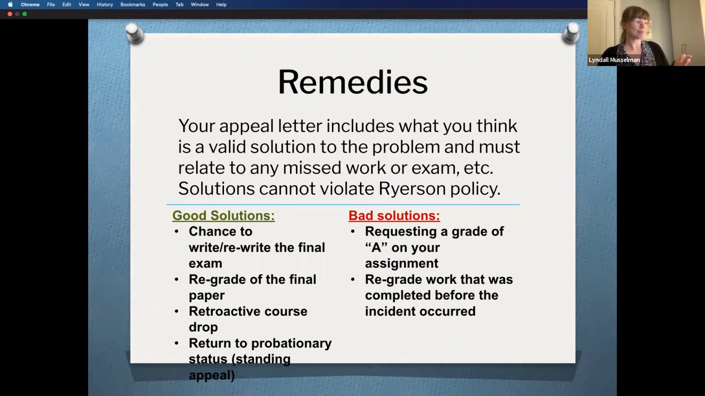And then if you ask for a regrade on academic work that was completed before an incident occurred, that would be a bit inappropriate. So you want to think, if your extenuating circumstance was a car accident that happened November 29th or something like that, but you're asking for your midterm from October to be reevaluated, that really doesn't make sense, unfortunately. So yeah, there's some examples for you.